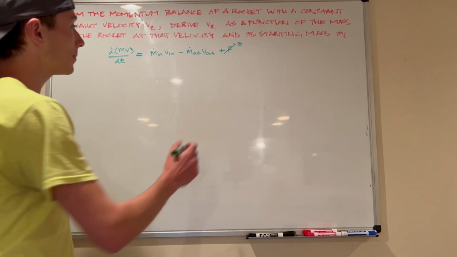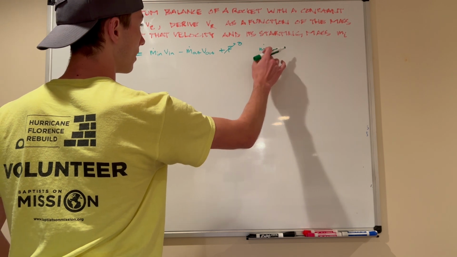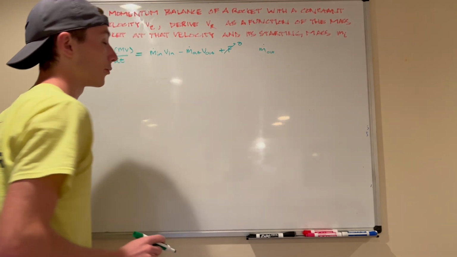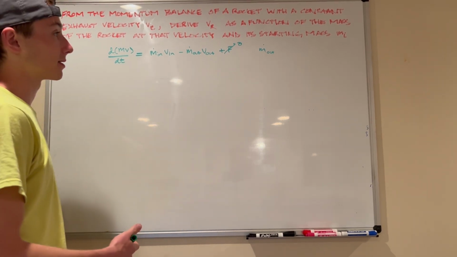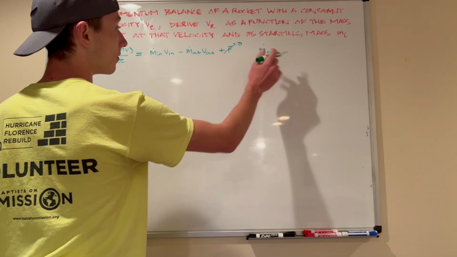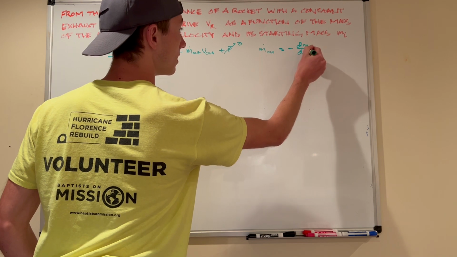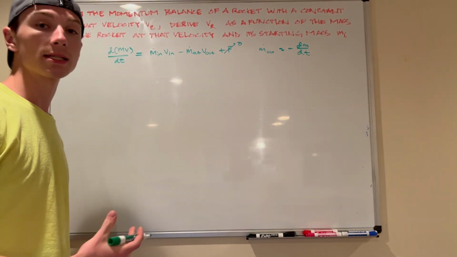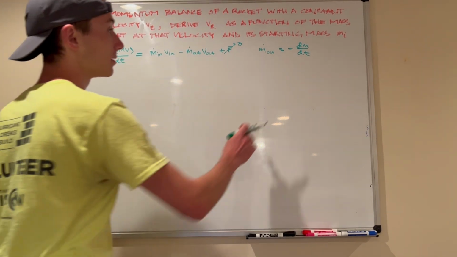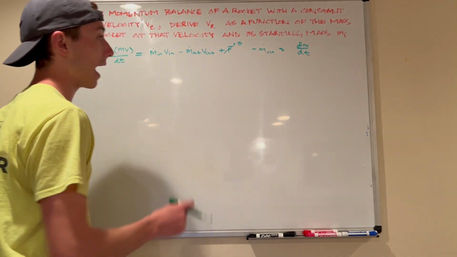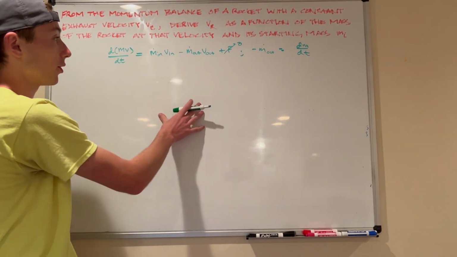Keep in mind when I write that mass flow out, I'm referring to the negative rate of change of mass with respect to time, because the mass is coming from the fuel inside the rocket, and it's being expelled from the rocket with respect to time. So we can say that that statement is true here. All right, let's go ahead and keep working here.